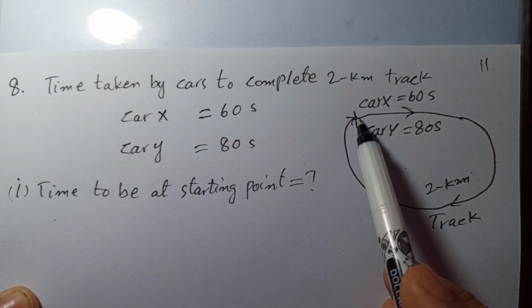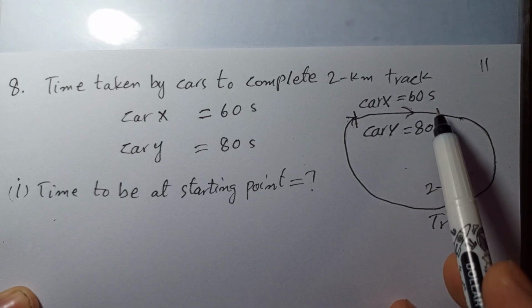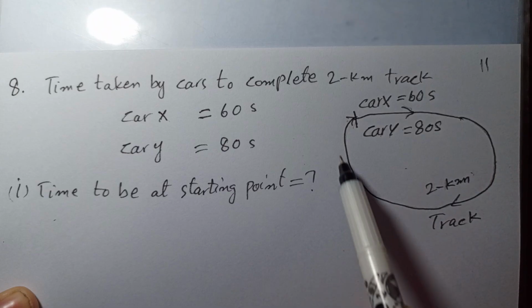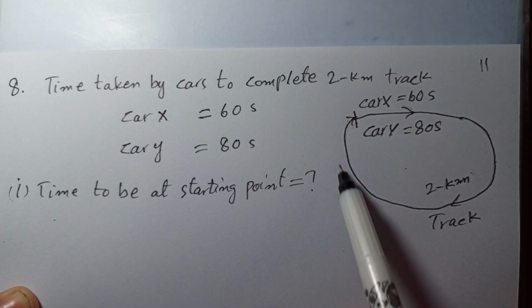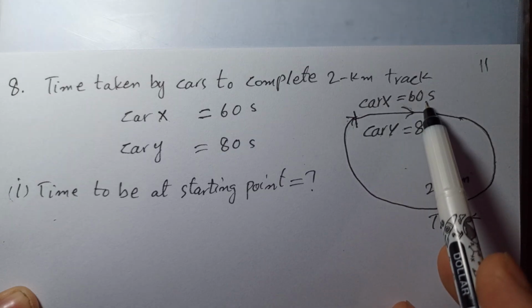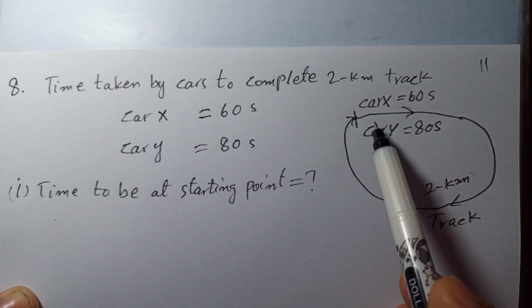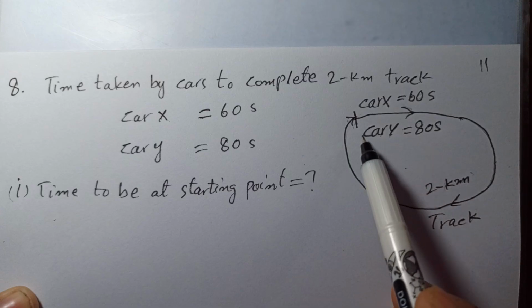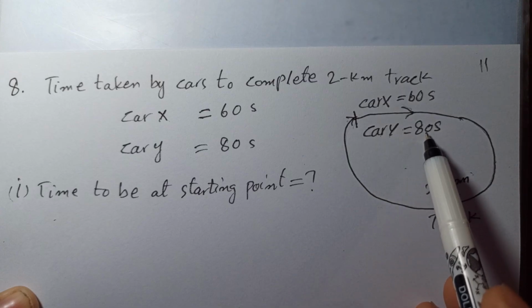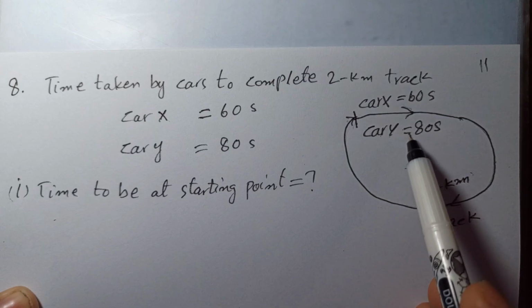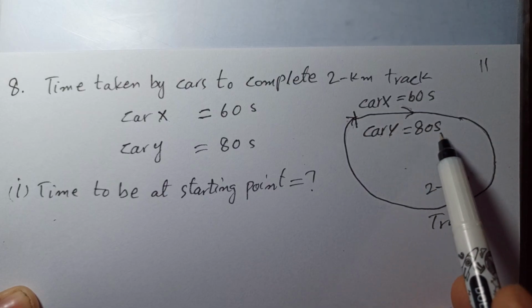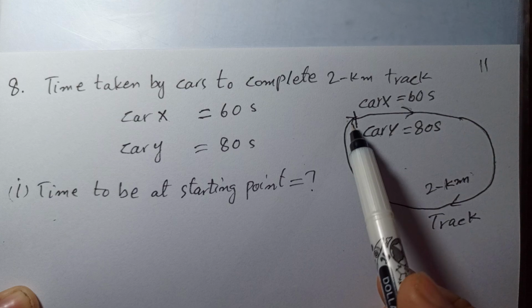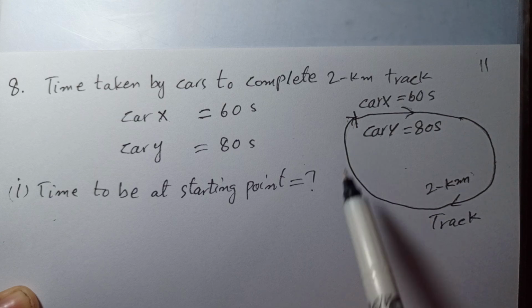You know that this car takes 60 seconds to complete this whole round, and this car takes 80 seconds to complete this whole round. It means that this car takes less time and is the faster car, while this car is slower, as it takes 80 seconds, 20 seconds more than this car, so it will take a longer time to come back here.